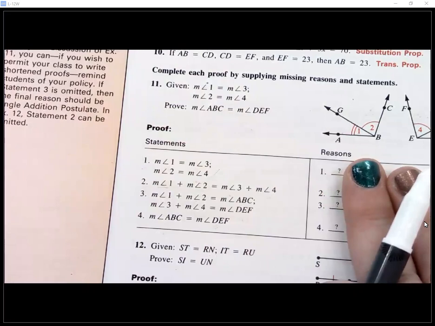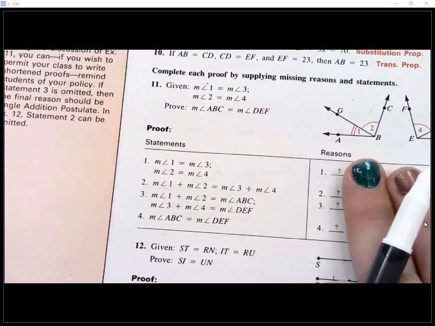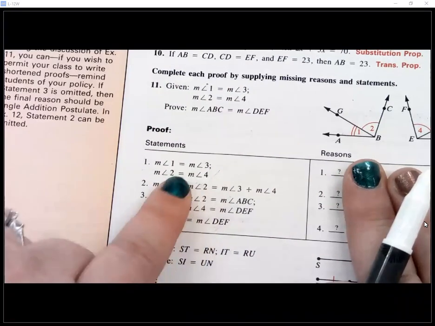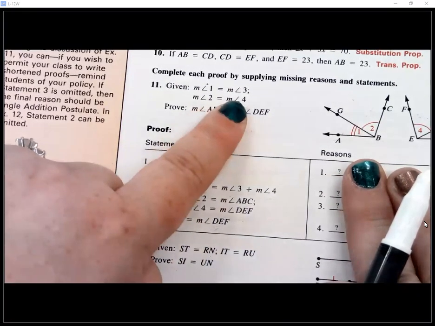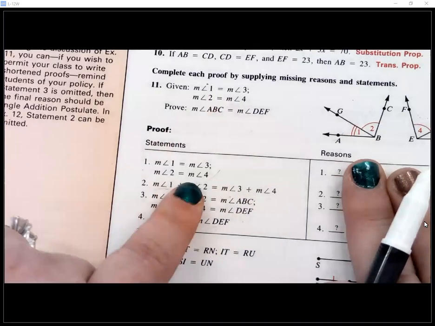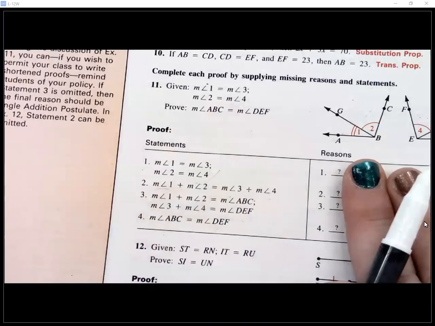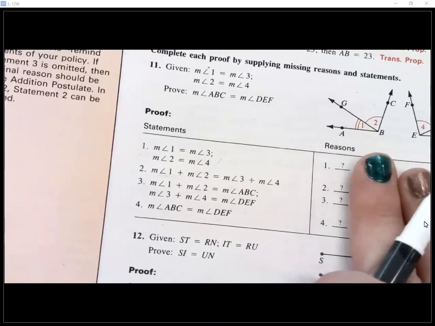Now, for your first line, it's always just the given information. So the first line is nice and easy because I just take literally whatever they gave me. Angle 1 is equal to angle 3, angle 2 is equal to angle 4. That's just my first line. Okay, so I'm going to rewrite this one in my notebook. And I know that they just have you filling in the reasons, but we're going to walk through this together.